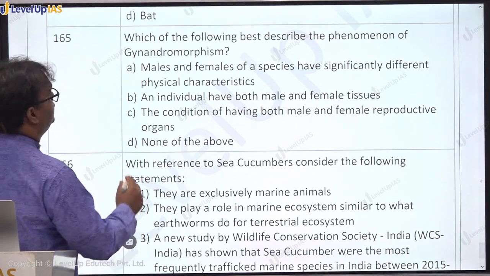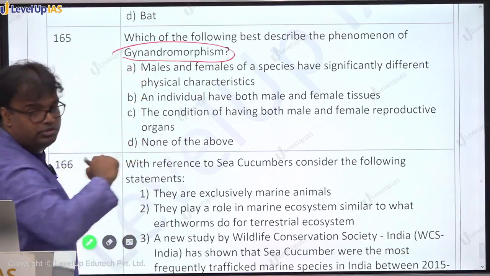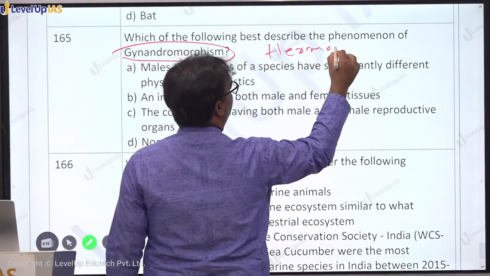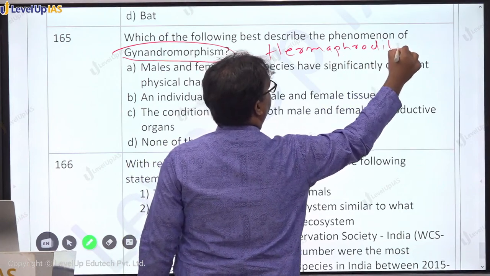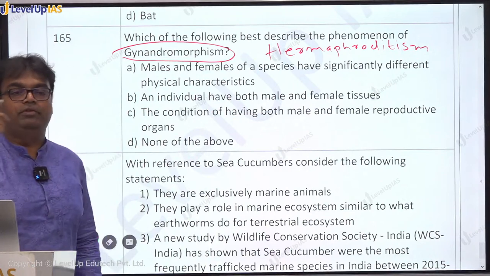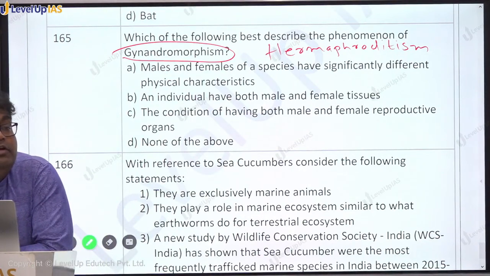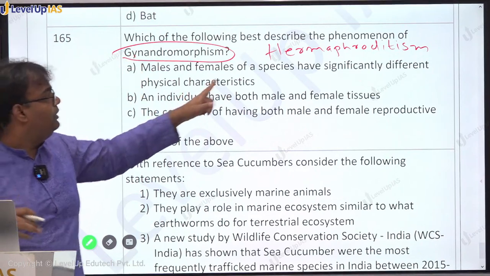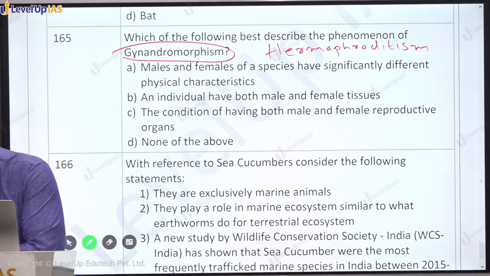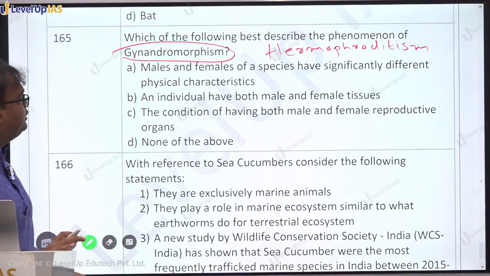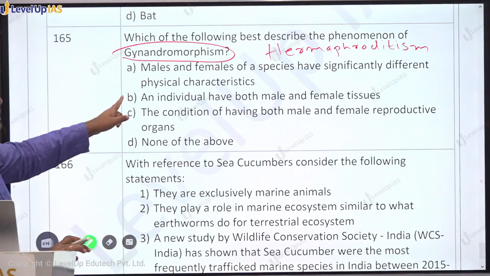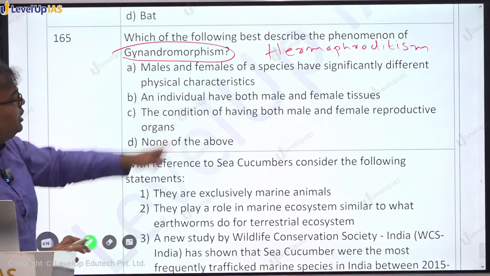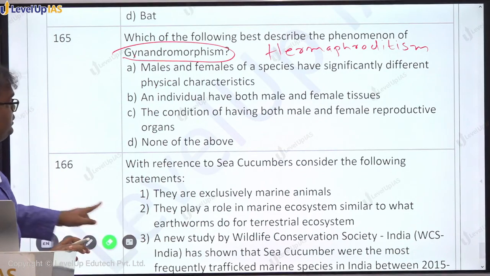There is another term you should know, like gynandromorphism, there is hermaphroditism. Hermaphroditism is when the same organism has both male and female genital organs and both male and female reproductive organs. In gynandromorphism they did not have male and female reproductive organ tissues, but in hermaphroditism they have both male and female reproductive organs. So what is the answer to 165? B. This is sexual dimorphism. This is gynandromorphism. This is hermaphroditism. Right? 166. Sea cucumber.